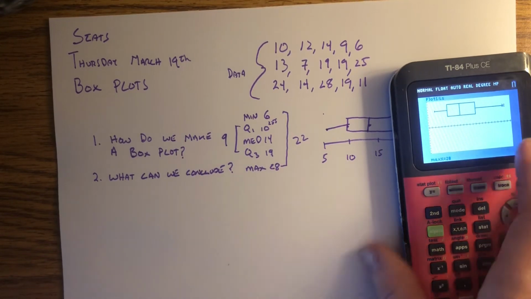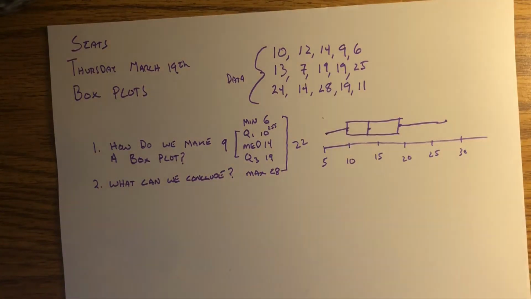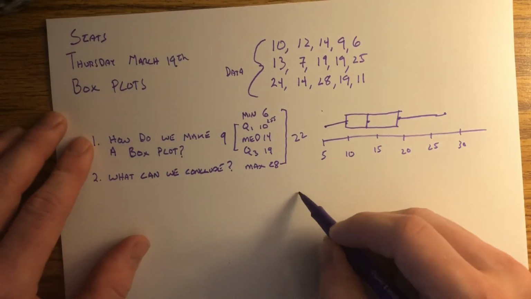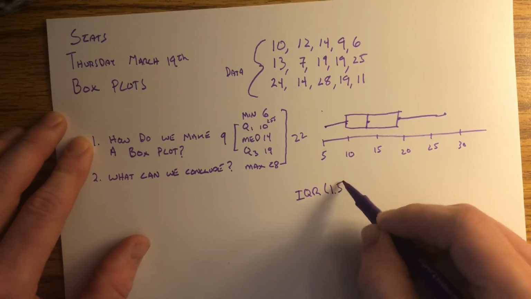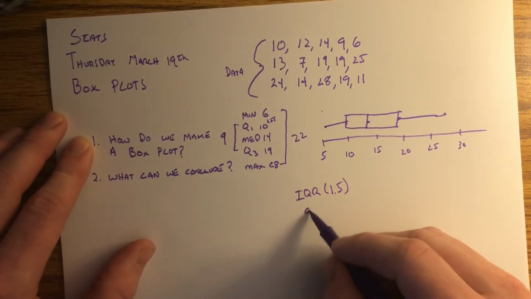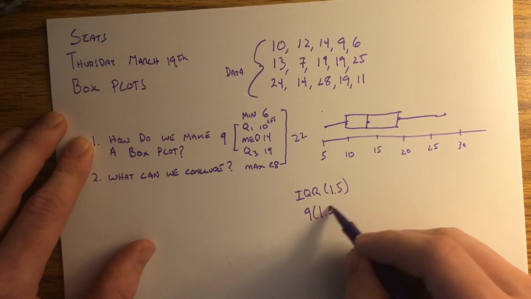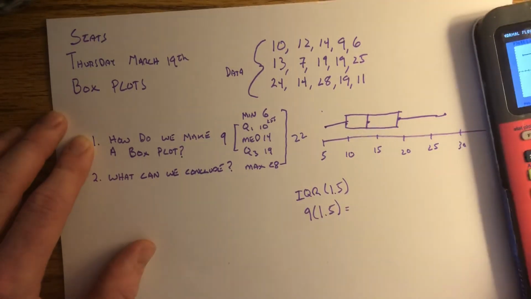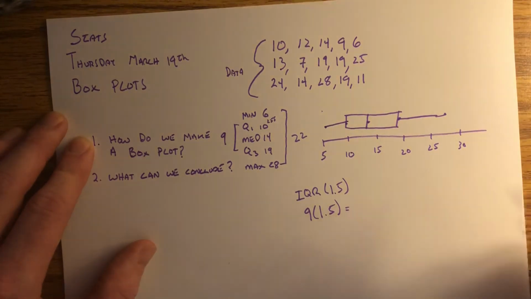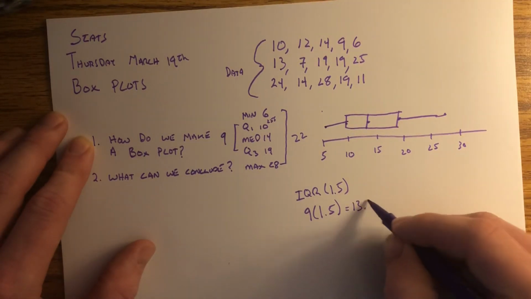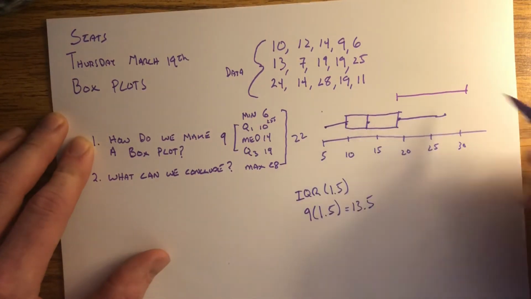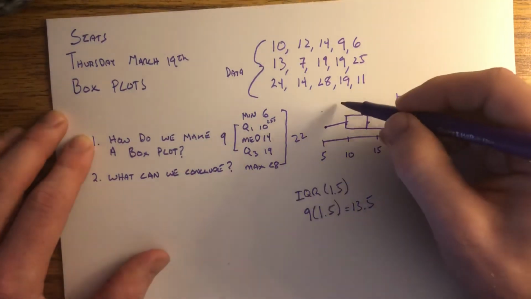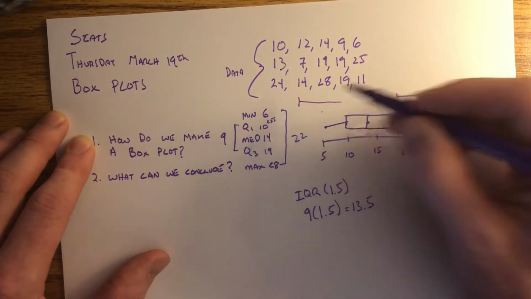Last thing, finding outliers. That can be kind of tricky for some. So to find the outliers, what you do is you take the IQR and you multiply by 1.5. So the IQR here is 9, and we multiply that by 1.5, just because that's kind of the rule of thumb. So 9 times 1.5 gives us 13.5. And then what you do is you take that and you add it to Q3 and you subtract it from Q1.